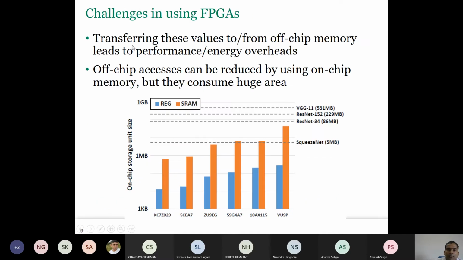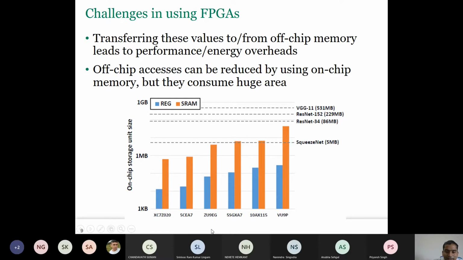Now, once you are storing these parameters off chip, when you're doing the computation, you need to bring them on chip, right? That incurs a lot of performance and energy overheads. So you want to reduce off-chip accesses by using on-chip memory, but on-chip memory is very limited.